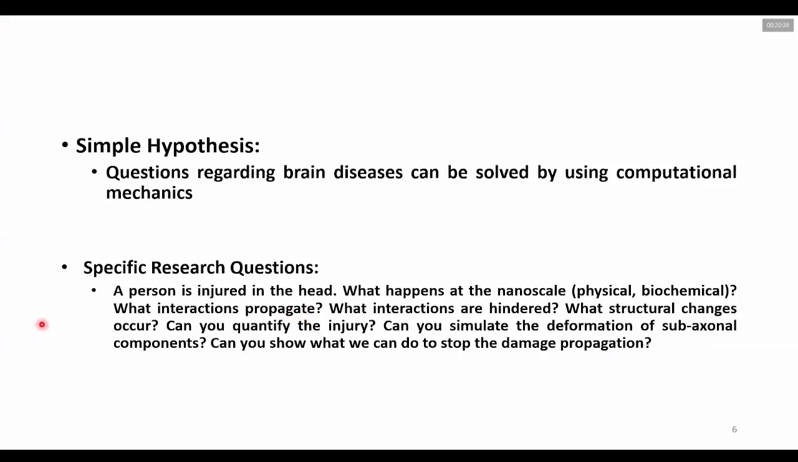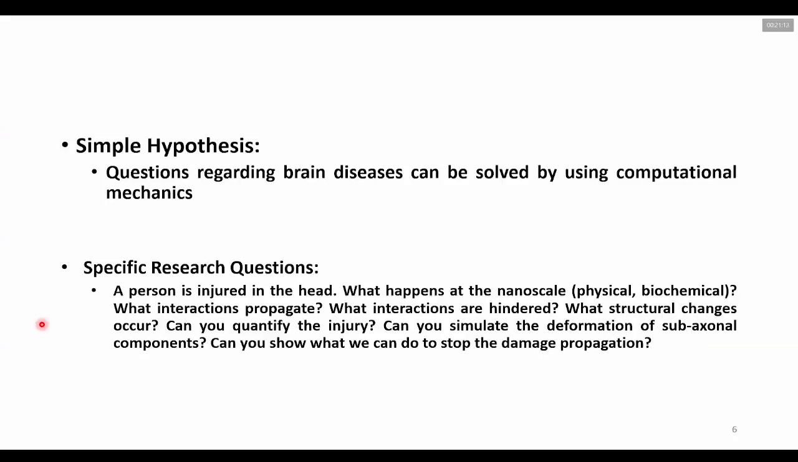Now, what kind of specific research questions can those be? Let's say a person is injured in the head. We can ask what happens at the nanoscale? What kind of interactions are being hindered? And what kind of structural changes are occurring? How can you determine the damage threshold or injury threshold? And can we actually successfully or meaningfully simulate the deformation of the individual components? Can we scale up these problems to continuum level?